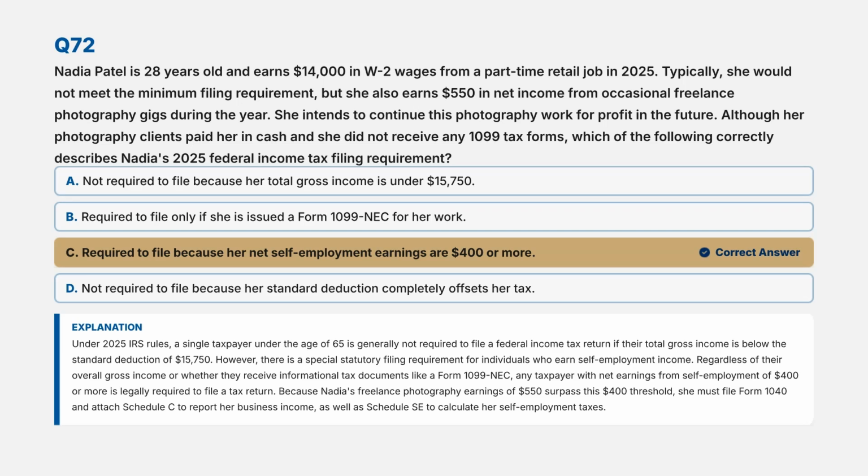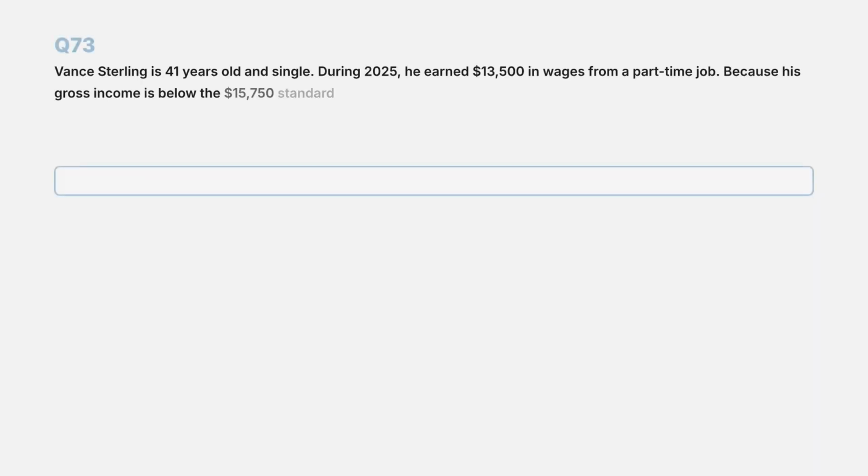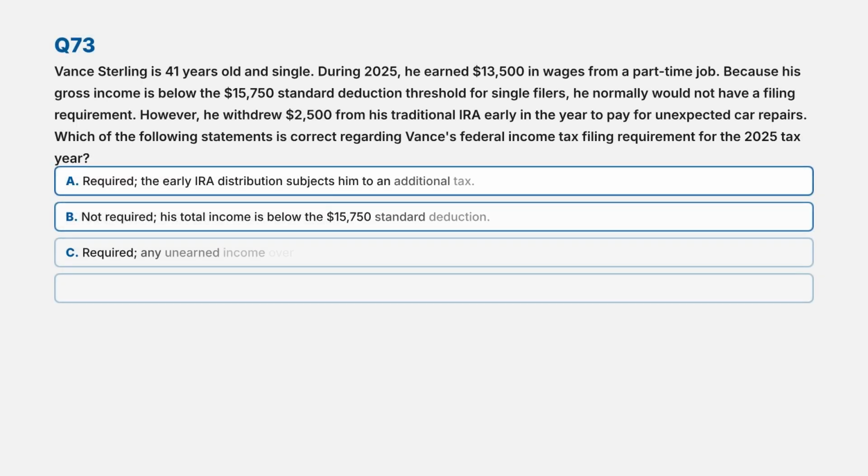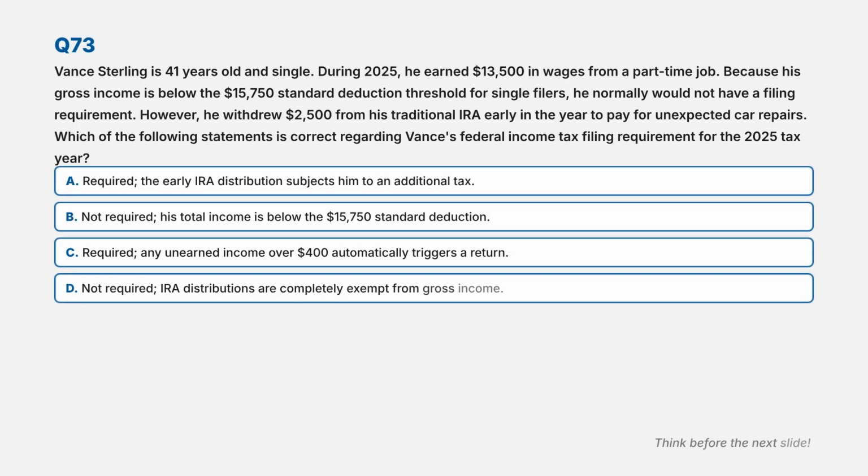Great, let's move to question 73. Here's the scenario. Vance Sterling is 41 years old and single. During 2025, he earned $13,500 in wages from a part-time job. Because his gross income is below the $15,750 standard deduction threshold for single filers, he normally would not have a filing requirement.